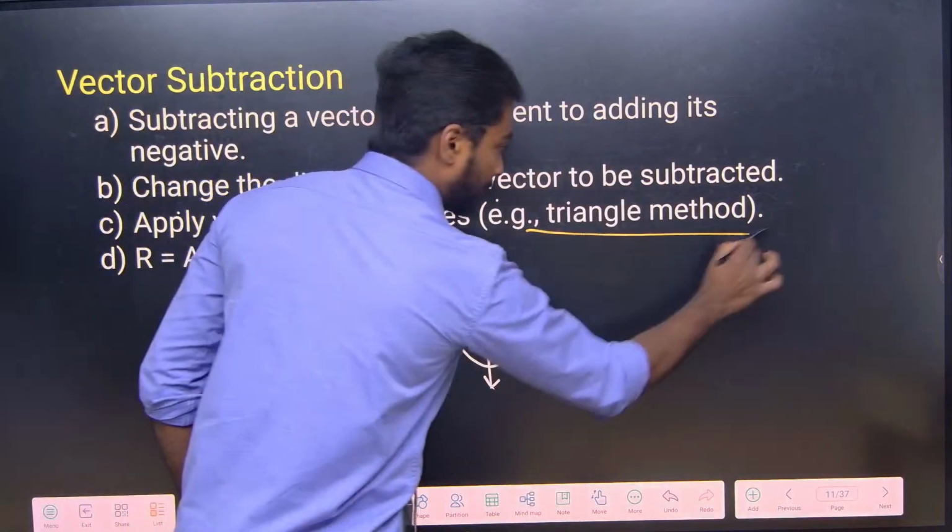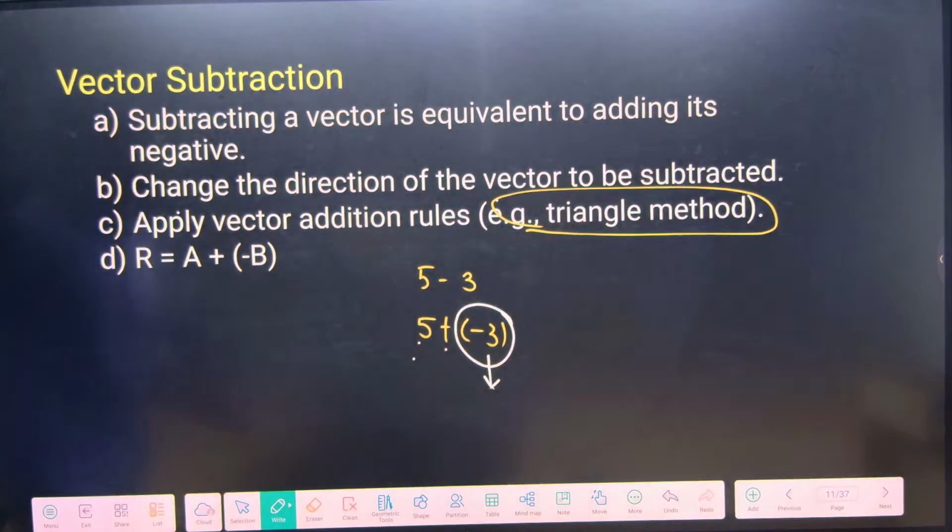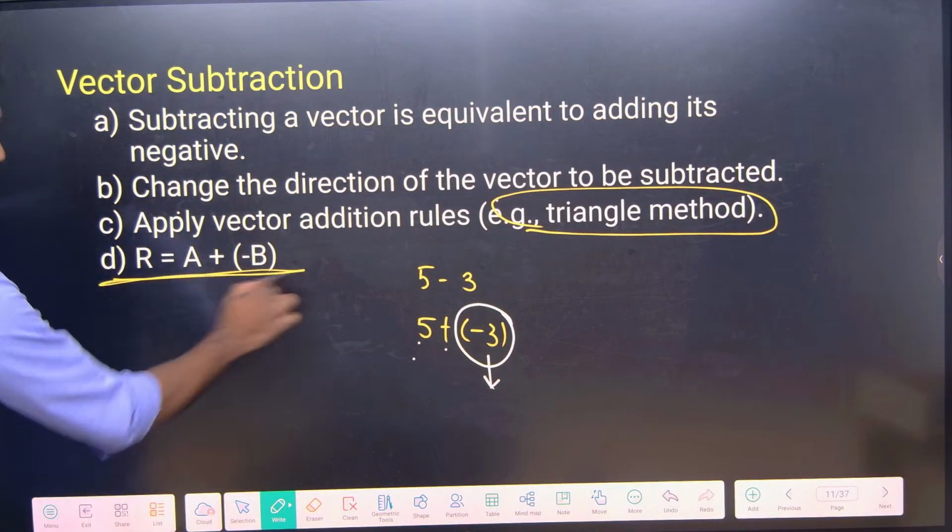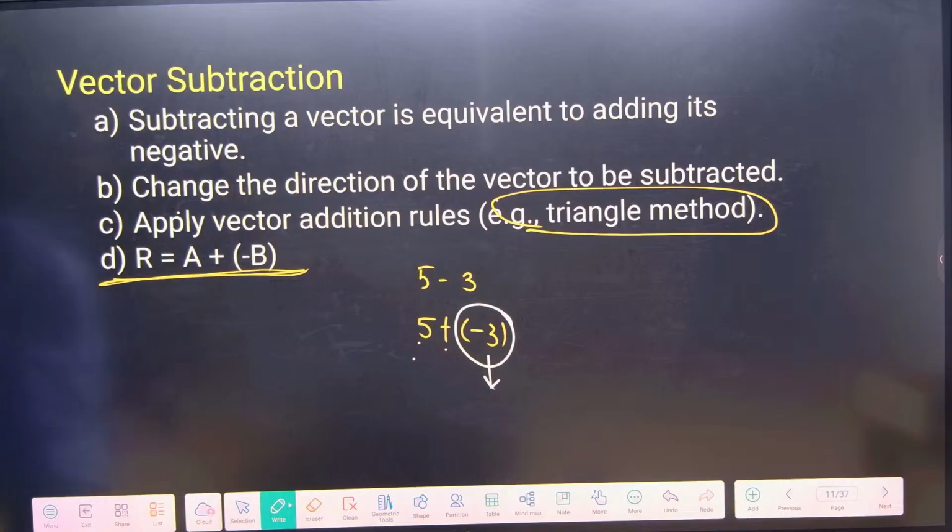Example, same triangle method. So here the resultant vector will be a plus of minus b. You can take a note of this and we will go for the next one.